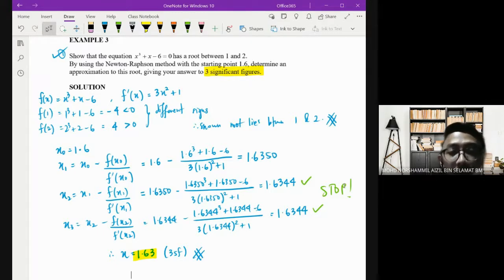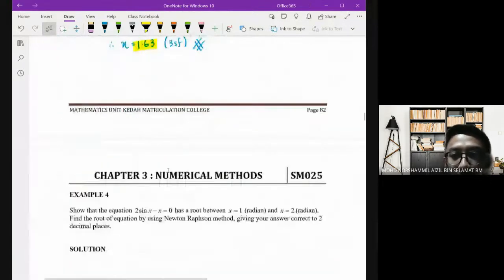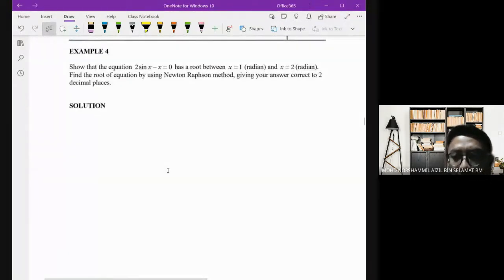And make sure your answer is correct to the question itself. So in this case, question asking you 3 significant figures. So 3 angka bererti nah. Hati-hati nah, 3 significant figures dengan 3 decimal places, benda yang berbeza. Okay, recall balik nah. Okay, done already with example number 3. Move on to, we still have time left to complete example number 4, InsyaAllah.